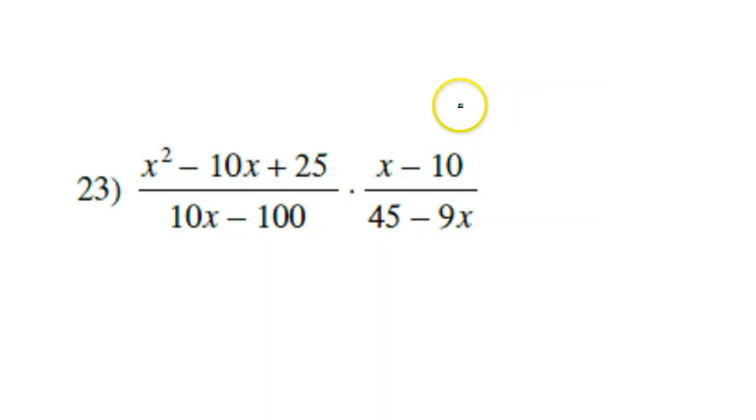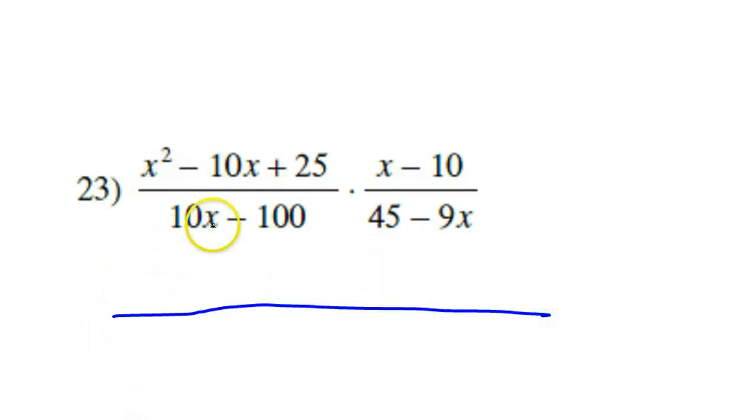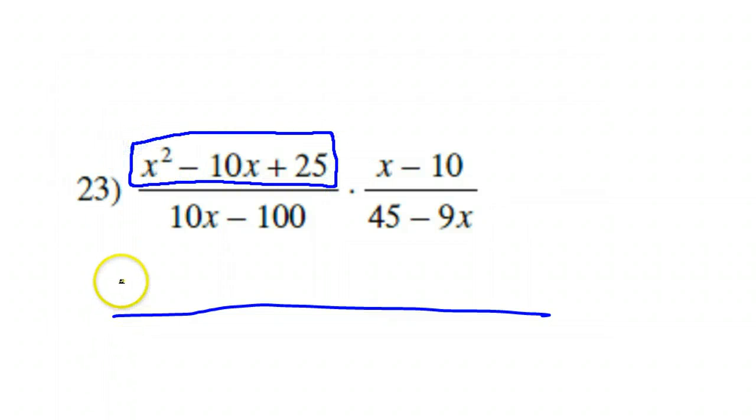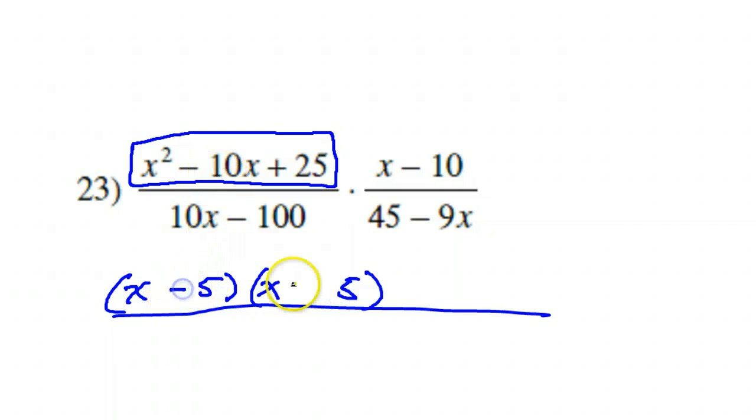Let's take a look at number 23. So we've got some factoring to do. I think I will redo this problem. So I'm going to start with this right here. That's what I'm about to factor right now. If I factor this, x squared is x times x. 25 is 5 times 5. To make negative 10, I need a negative and a negative. And luckily, a negative times a negative is positive. In the numerator, because this is like one fraction, I've still got my x minus 10.